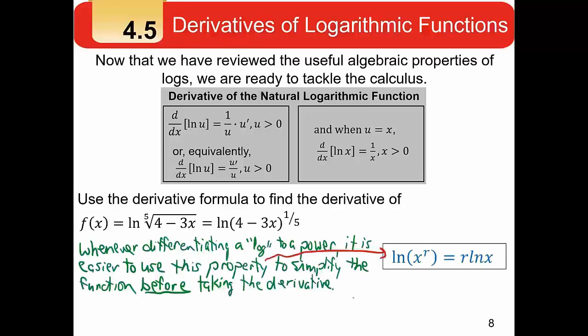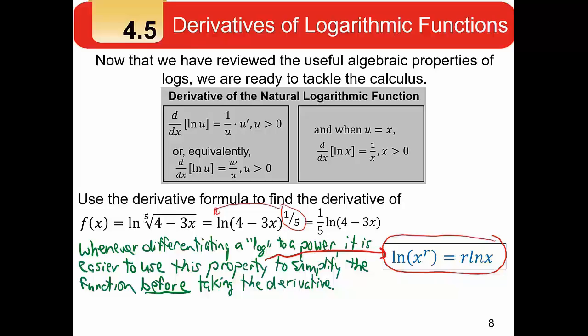And then thinking back, you have a formula that says the natural log of x to a power, you can just bring the power down front. Well, that's where the 1/5 comes in. You can take that 1/5 and bring it down front, and you'll end up with 1/5 times the natural log of the quantity 4 minus 3x.